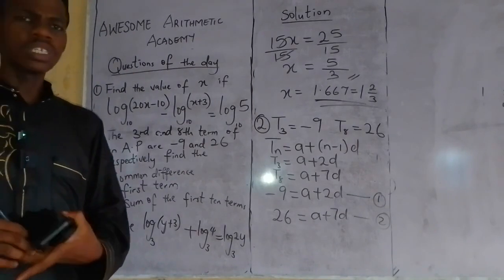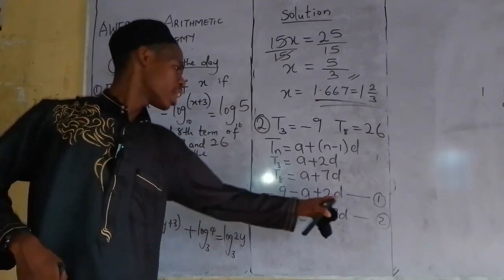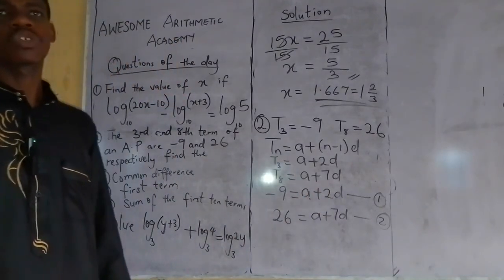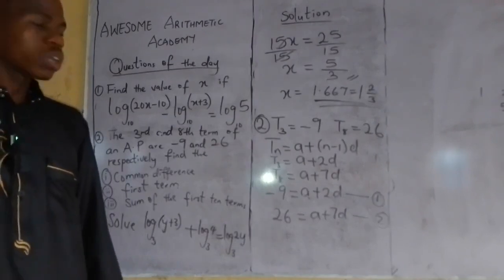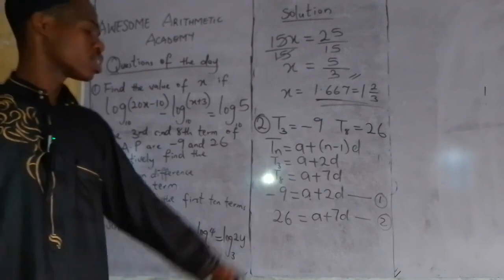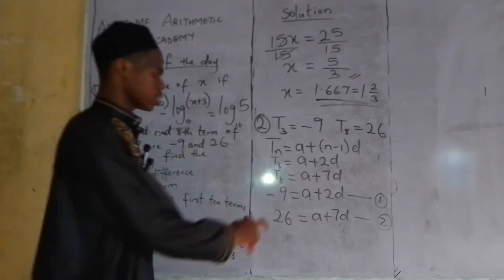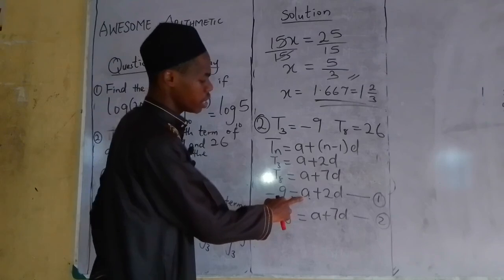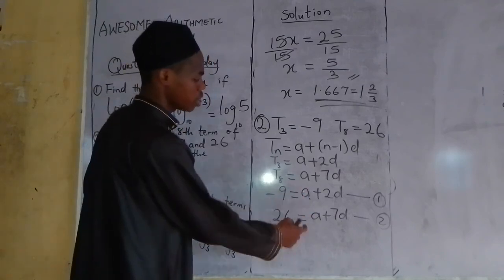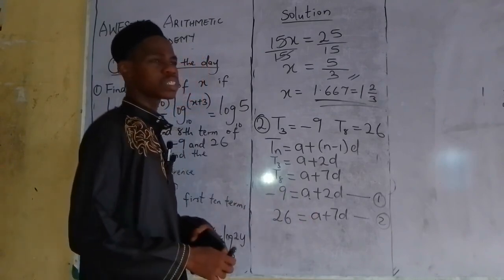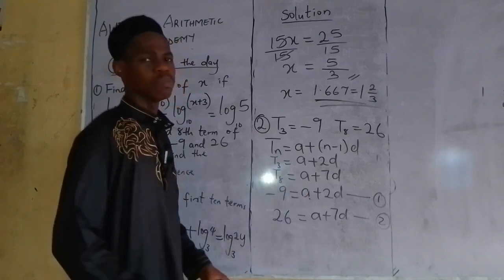Now, as you can see here, we have two equations with two unknowns, A and d. That means we can solve them simultaneously. And without wasting our time, the best method we can use here is the elimination method. The reason is that the coefficient of A in equations 1 and 2 is already the same. Coefficient of A is 1, coefficient of A is 1. That means by subtraction, this A can be eliminated.